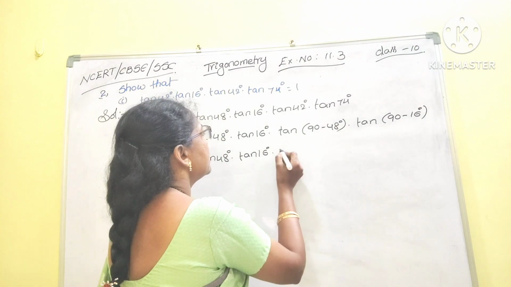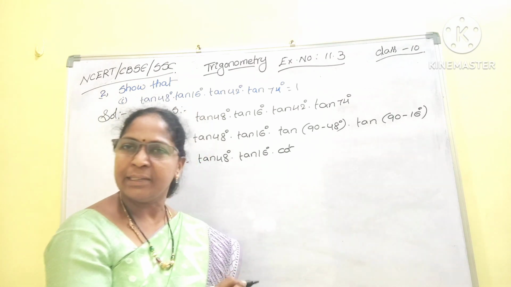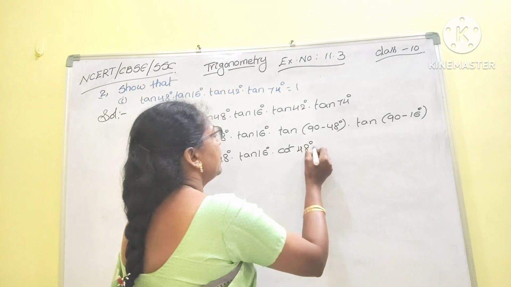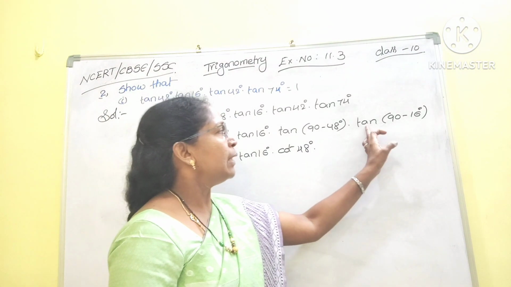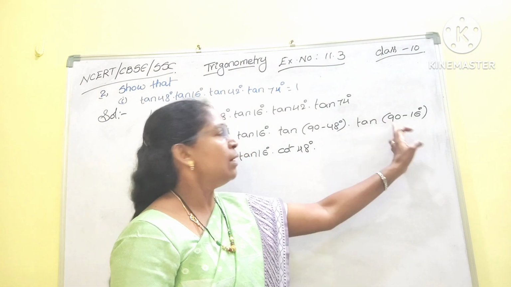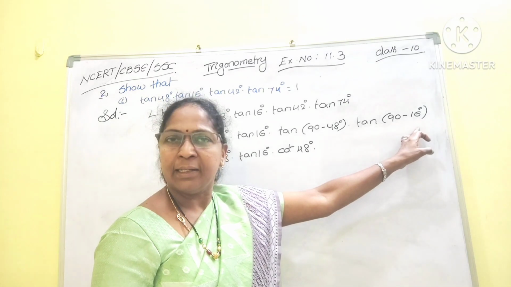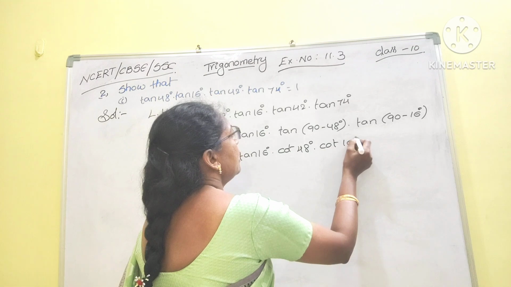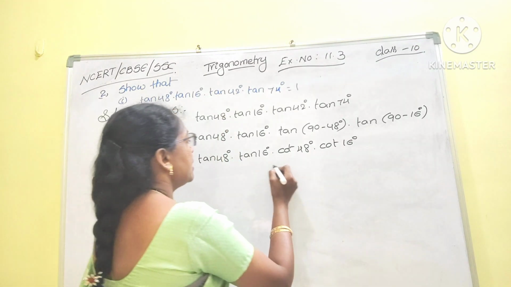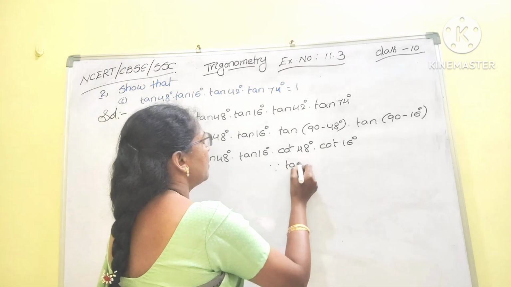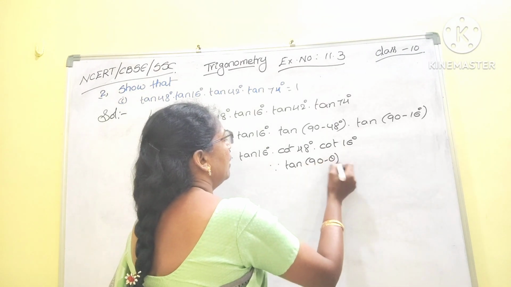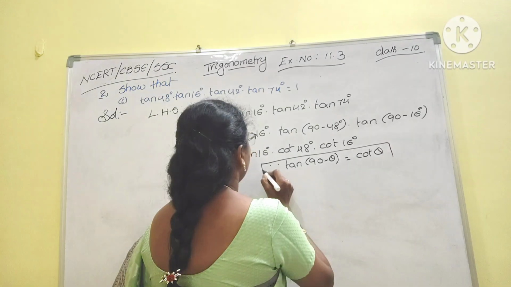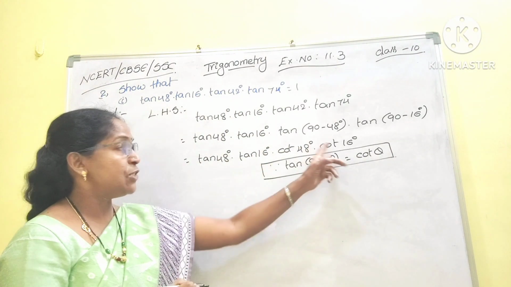Tan 90 minus theta equals cot theta, where theta equals 48 degrees. So, cot 48 degrees. As well as here also same. Tan 90 minus theta equals cot theta, where theta equals the angle here, 16 degrees. So, you write here cot 16 degrees. How have we changed here? Since tan 90 minus theta, this is a complementary angles formula: tan of 90 minus theta equals cot theta. According to this formula, I have changed here.